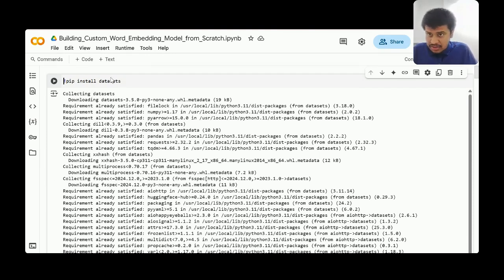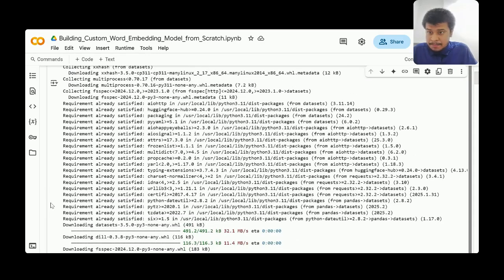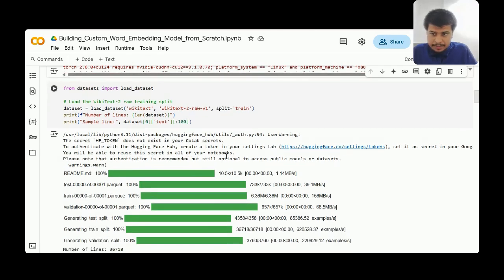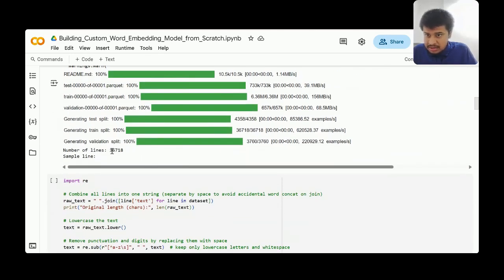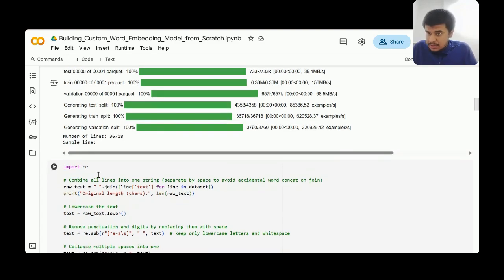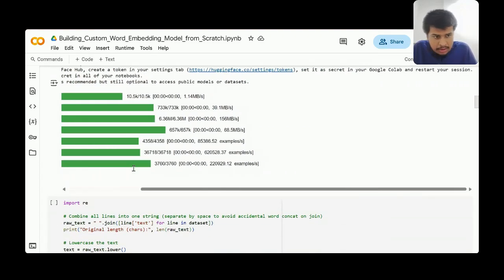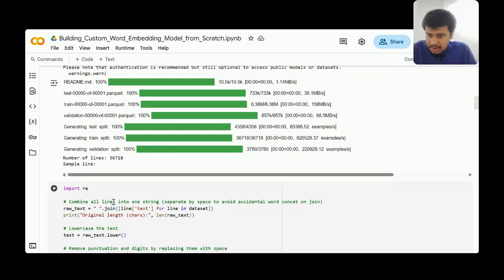Fine. So we just install this datasets package and then import the load dataset function from there. We can use this wiki text, wiki text 2 raw version 1, and we split it for training, and then we get the number of lines printed here. So what you can see is 36,718 lines are there. Sampling is not printed properly here. So we'll see what happens after this.